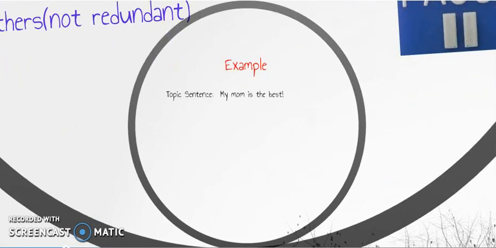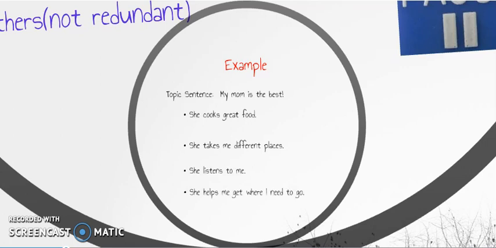Alright, so if your topic sentence is, "My mom is the best," you may have these supporting details in your paragraph. You may talk about how she cooks great food, how she takes you different places, how she listens to you, and how she helps you get where you need to go. Well, that last one kind of sounds like the second one. Taking you different places is kind of the same as helping you get to where you need to go. So we're not going to use that one because it's redundant and it's already stated once.